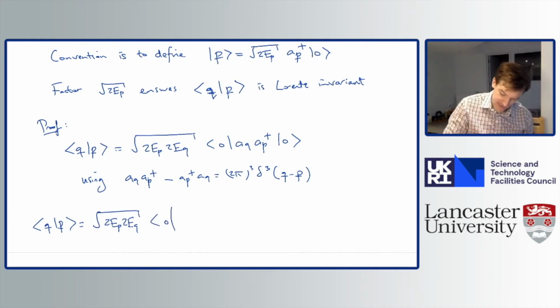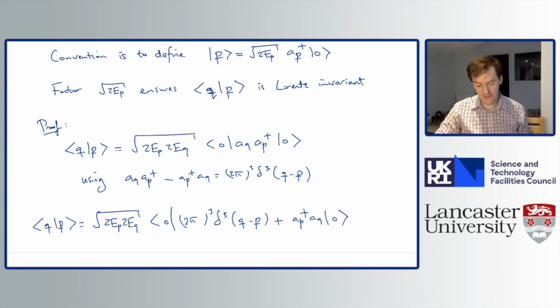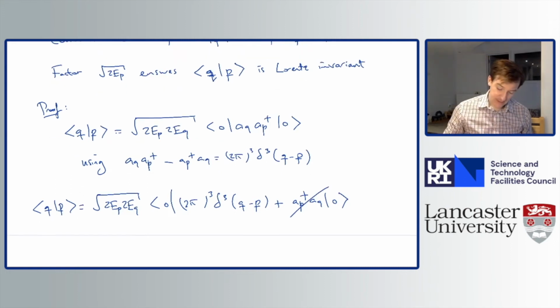Okay, so rather than this state, I'm going to replace it with this plus this. So it's 2π cubed δ³ plus a_p† a_q. As promised, when a_q acts on |0⟩, we get 0. So this is going to cancel, and we're simply left with a number, or it's certainly not yet a number, between these two states.